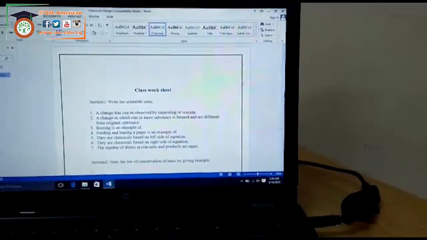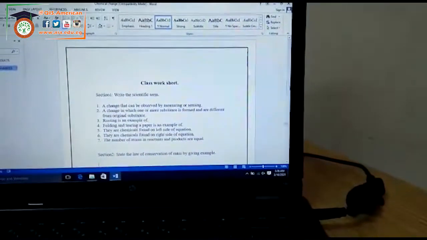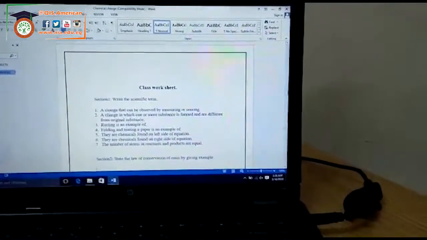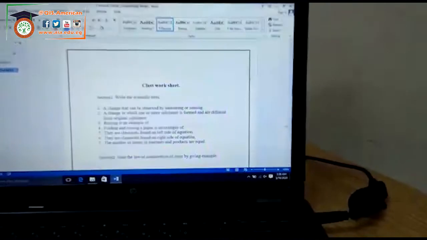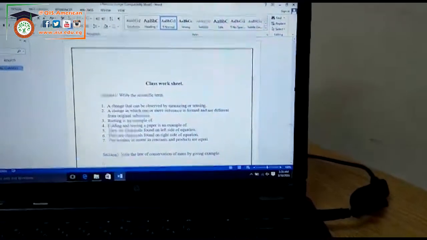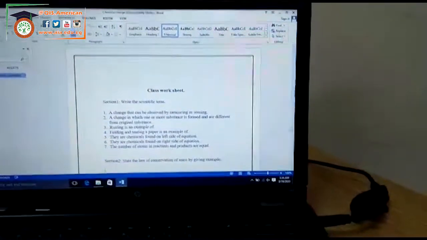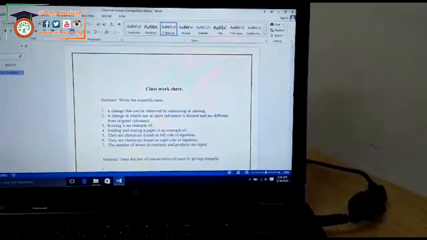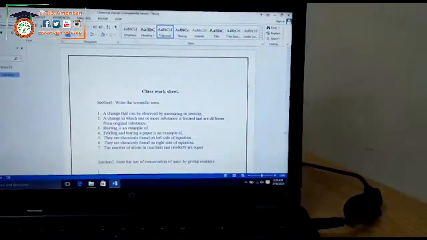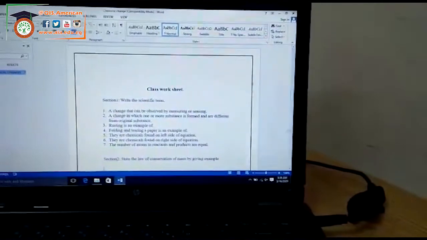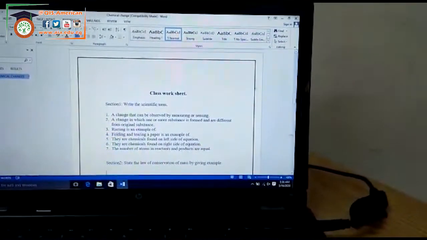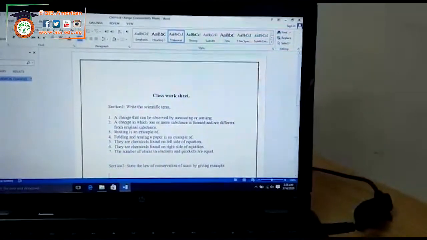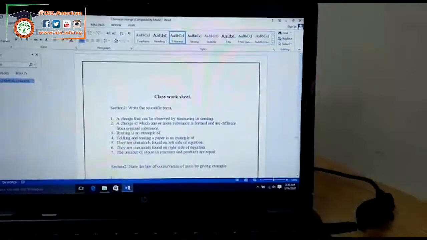Number 1, a change that can be observed by measuring or sensing. When we have a piece of paper and we cut it into small pieces, fold it or tear it, it's still the same, it's still a paper. It does not change into another thing. Also, when we are measuring the mass, all of these are physical change. So number 1, a change that can be observed by measuring or sensing is physical change.